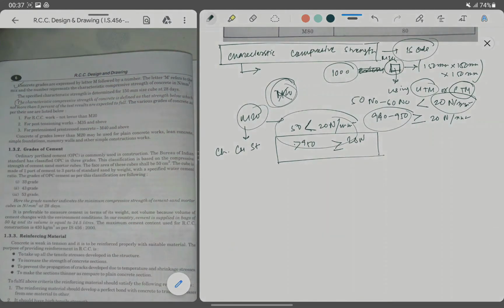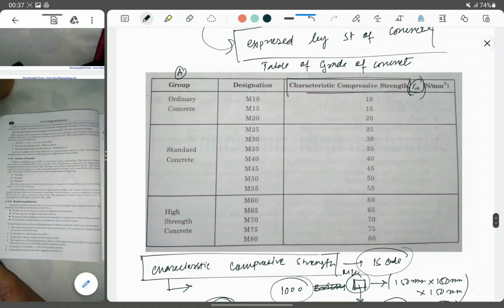Now we will understand this table. First they are talking about ordinary concrete, that is M10, M15, M20. Then comes standard concrete, M25 to M55.